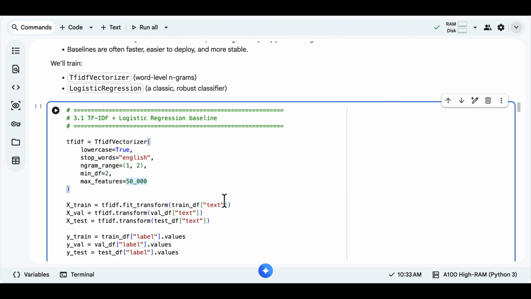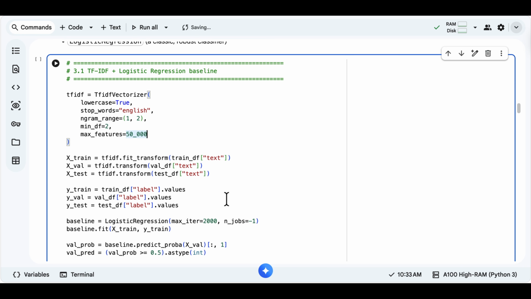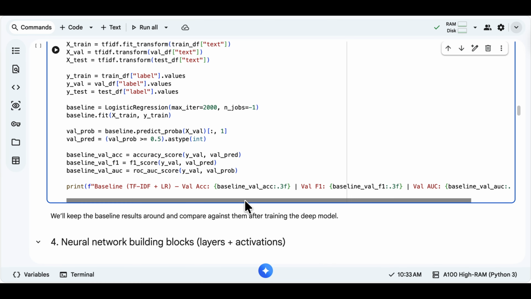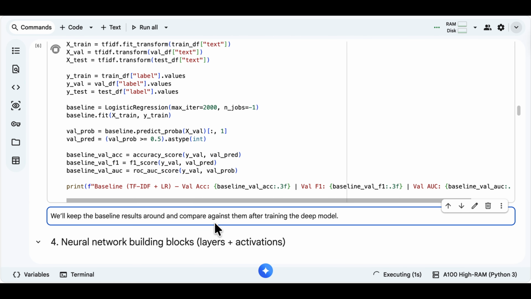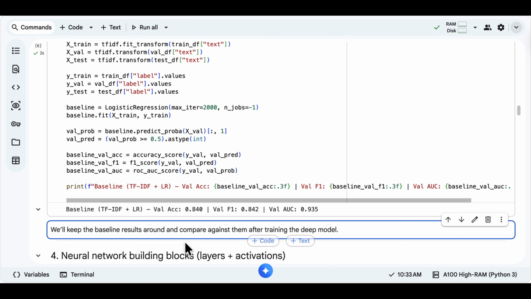The code turns training reviews into word and bigram features, then fits a logistic regression classifier. A bigram is a two-word sequence, which helps capture phrases such as "very good" or "not worth." On the validation set, the baseline reaches accuracy of 0.84, F1 of 0.842, and area under the curve of 0.935. F1 balances precision and recall, while area under the curve measures how well the model ranks positives above negatives across thresholds. These are strong numbers, so the deep model will need to earn its place.